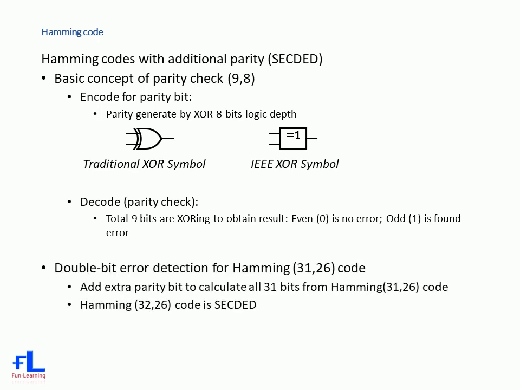Continuing from the previous Hamming 31/26 code, add an extra parity bit to calculate over all 31 bits from the Hamming 31/26 code. This is used to detect the double bit error. The Hamming 32/26 code becomes SEC-DED.